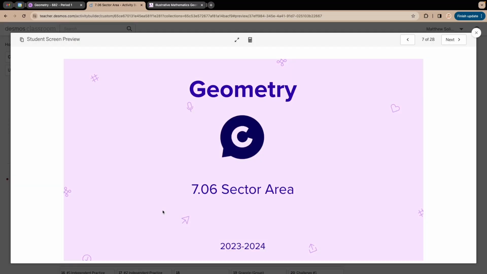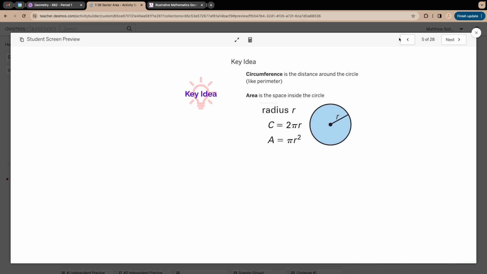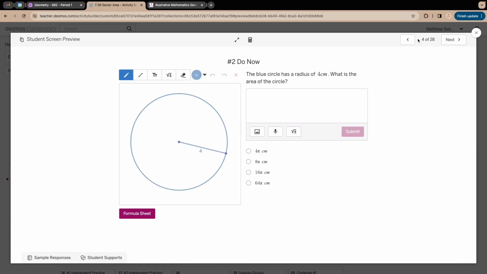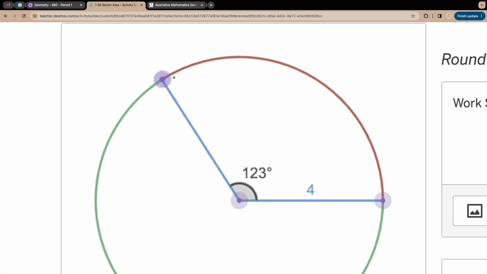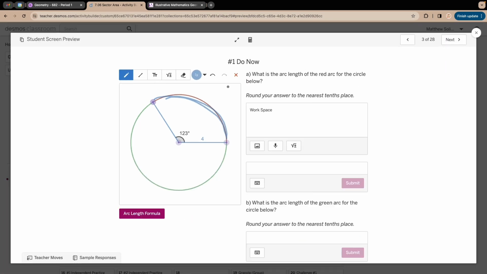Today we talked about sector area in class, and this is a lot like arc length from last class. So if you didn't see arc length, look back at the previous video, it will also really help you. But if you missed arc length, basically all we did was find the length of an arc of a circle, or a piece or fraction of the circumference.